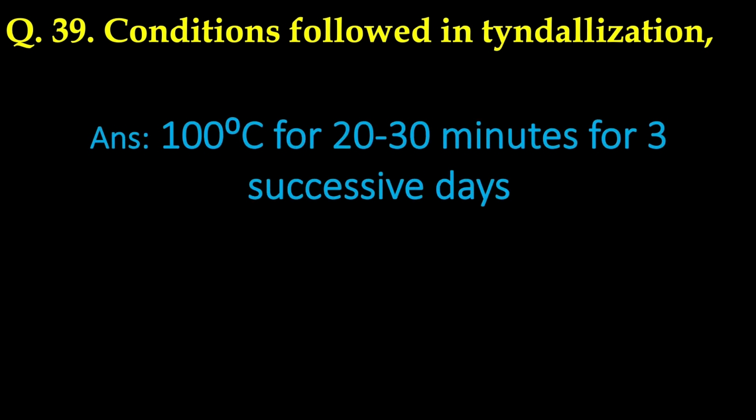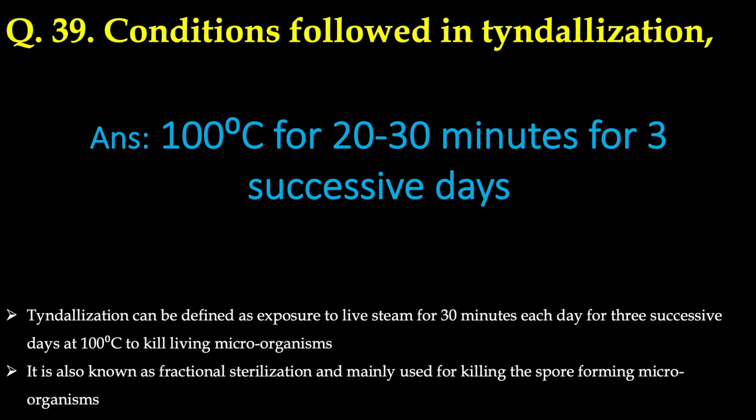Conditions followed in tyndallization. This is a general question, probably known to all: 100 degrees centigrade for 20 to 30 minutes for 3 consecutive days. As we know, tyndallization can be defined as exposure to live steam for 30 minutes each day for 3 consecutive days at 100 degrees centigrade to kill all types of living microorganisms present in a particular substance. It is also known as fractional sterilization and mainly used for killing the spore-forming microorganisms that are present in any substance.